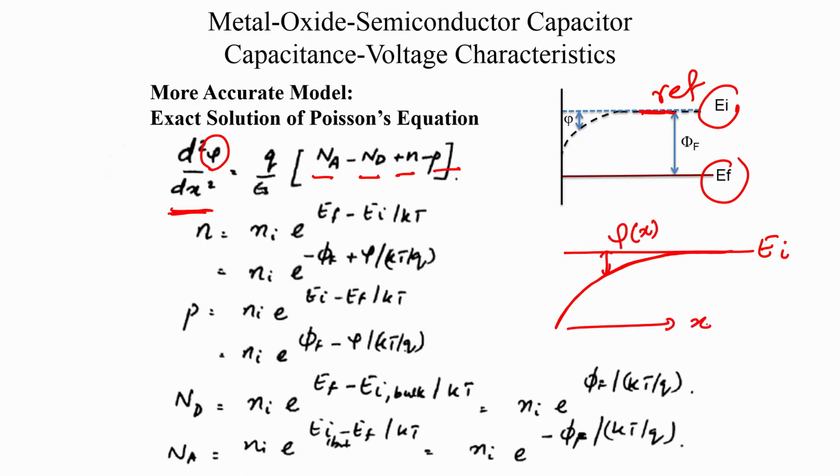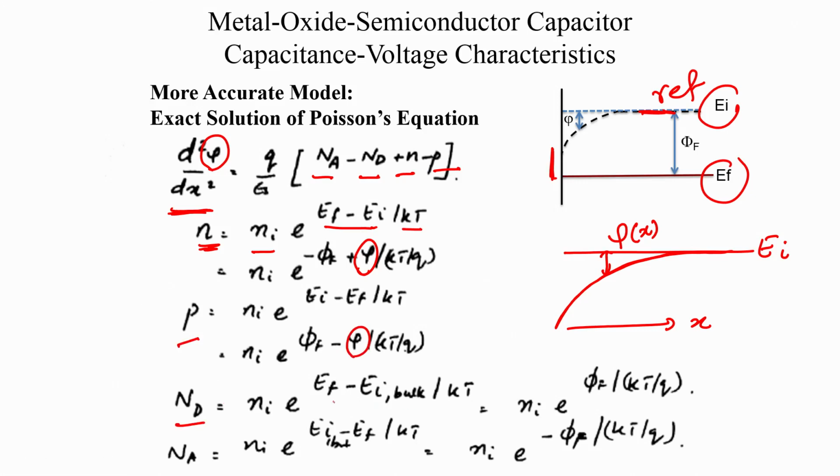As x varies, your phi varies. And what is EF minus EI? EF minus EI is an indicator of what n is. n is ni times e to the power (EF minus EI) by kT, and EF minus EI can be written in terms of phi. Similarly, p can be written in terms of phi.